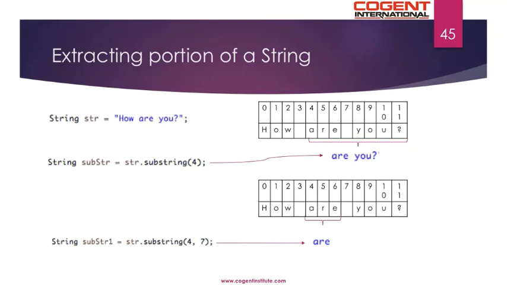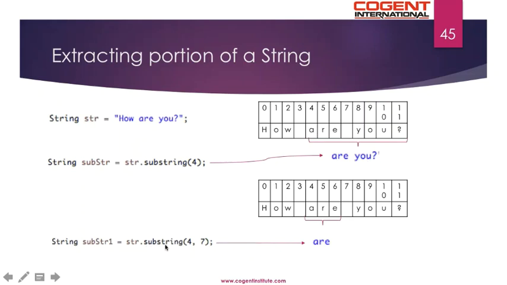Let's look at an example. We have string str which is assigned "how are you?" literal. Here's the representation of the string with its indices. Next we invoke substring on the str object and pass the start index as 4. So in this case, this is the start index. The substring starts from 4 till the end of the string, which will be "re you?".